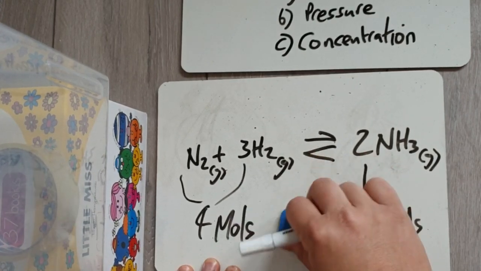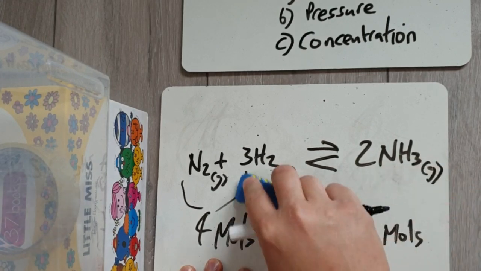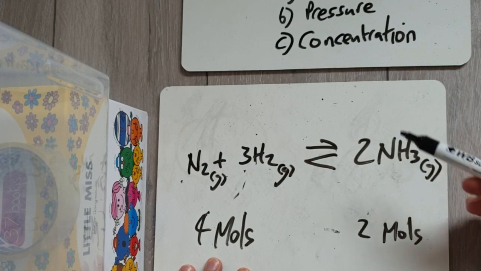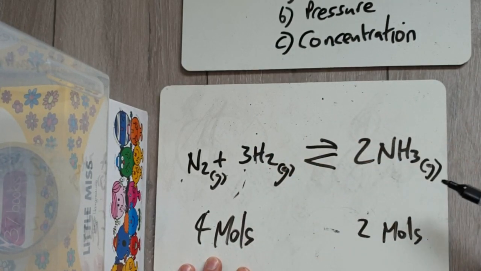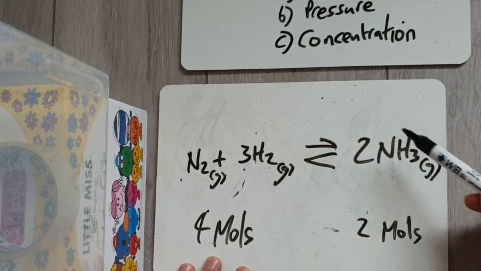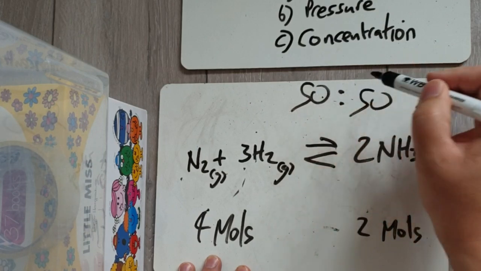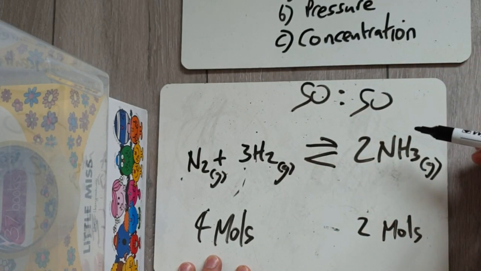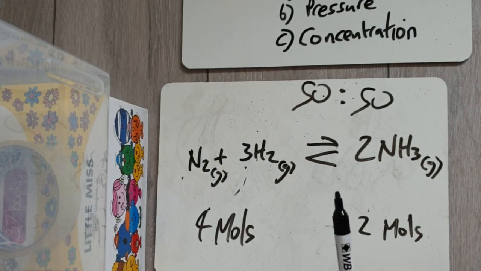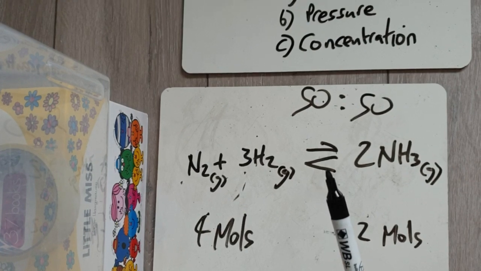Obviously, if you're in a factory trying to make ammonia, you want to make more of this. You don't want it to be a 50-50 split. You want to make as much of this as you possibly can. How do you make the reaction be more on this side instead of 50-50? You want more and more on this side. What are you going to do? You make the pressure really high. This tries to resist by making the pressure go down. How does it make the pressure go down?